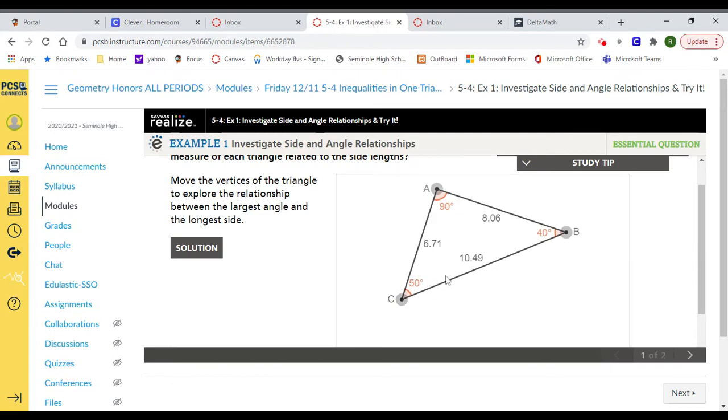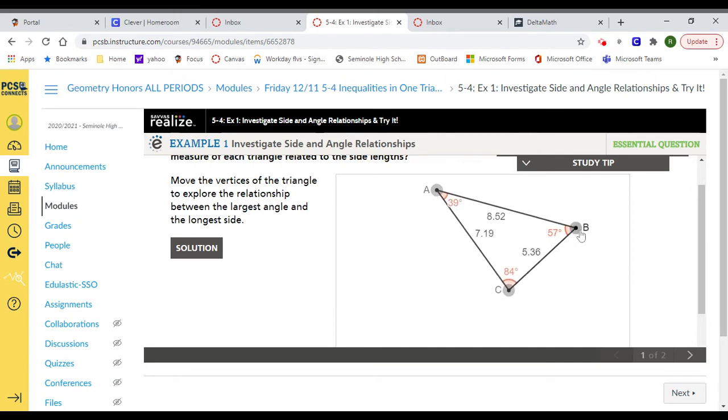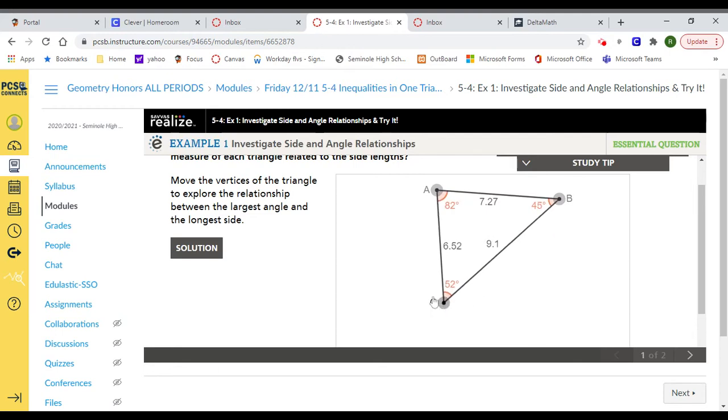There is a special situation that happens between the angles and between the side lengths. So the idea is for you to discover this yourself as you start playing around with these angles and changing them. What this is saying over here is: move the vertices of the triangle to explore the relationship between the largest angle and the longest side. So we're going to be paying attention to the largest angle and the longest side.